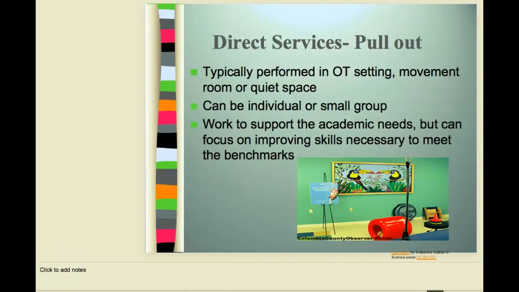Again, I noted it in pull-out. It's typically performed in some sort of space, you may have a space, you may not. You may be in a hallway. It can be individual or small group. But whatever you do and whatever your goals are, you're here and working in the schools as an occupational therapist to support the academic needs of the child, okay?